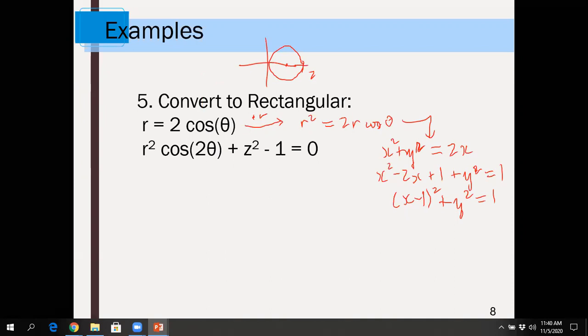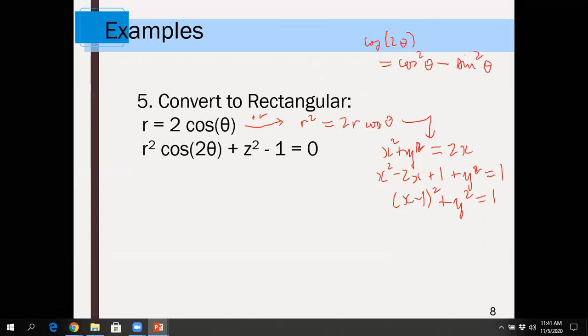Let me erase this picture up here. Let's think about this other one. One thing I would remind you of is cosine of 2 theta. I'm trying to remind you of stuff that you'll probably need to remember for the final. The so-called double angle formula for cosine of 2 theta, so that I can get it down to just thetas and deal with it that way. Cosine of 2 theta is equal to cosine squared of theta minus sine squared of theta.